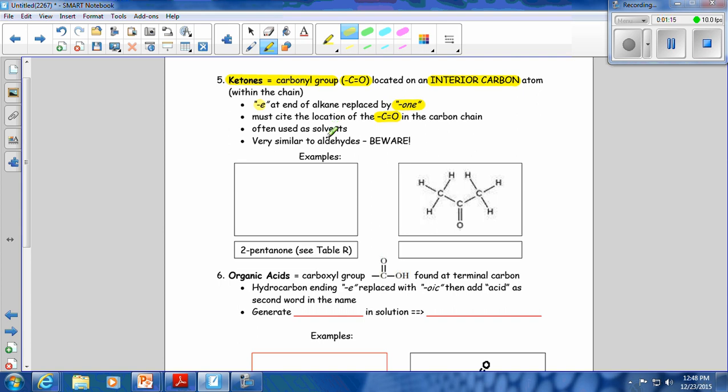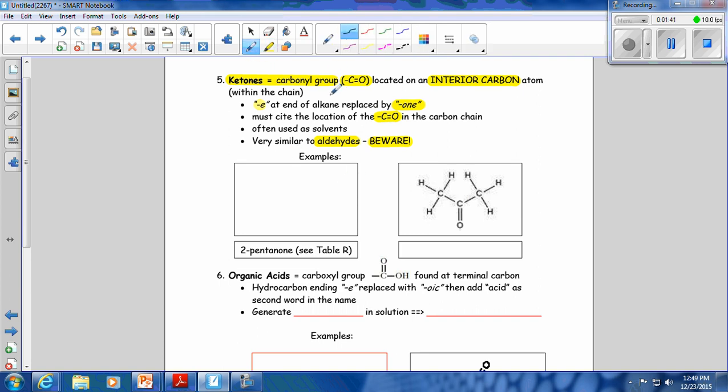Now be very careful. Like I said with the aldehydes, they're very similar to ketones, just like ketones are very similar to aldehydes. So be cautious. The main difference between ketones and aldehydes is with the ketone, you're going to find the carbonyl group within the actual interior portion of the chain, and with the aldehydes, it was found at the end in a terminal position.